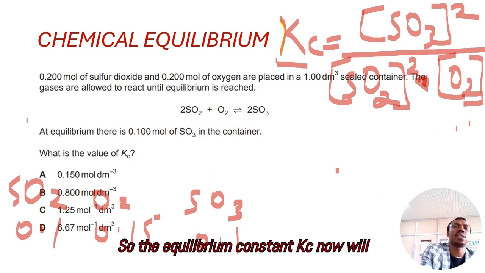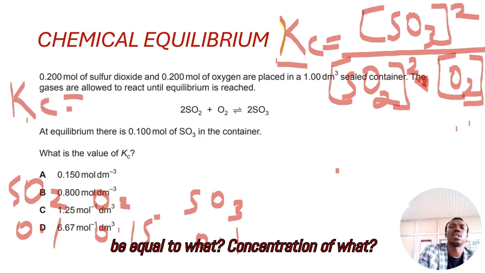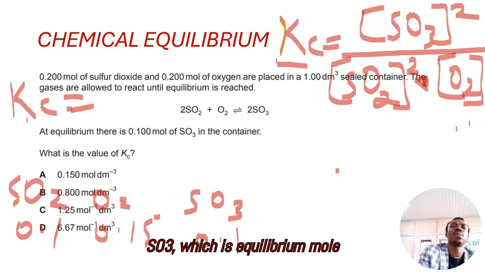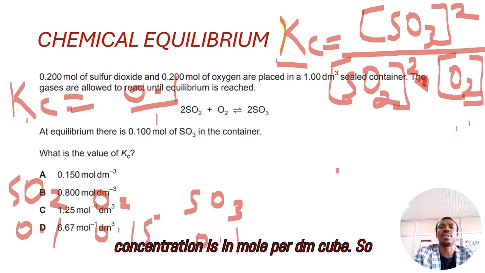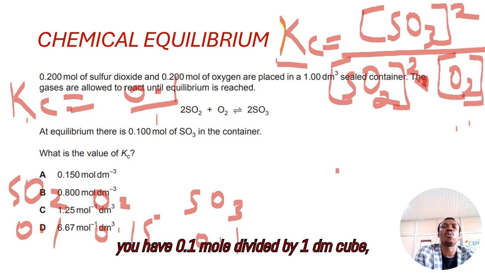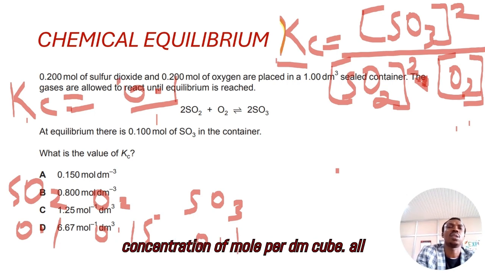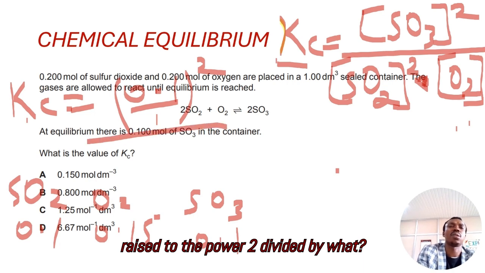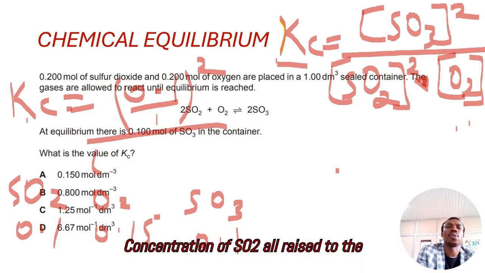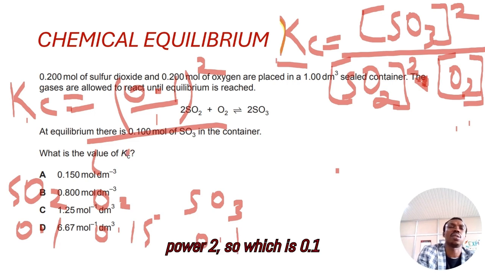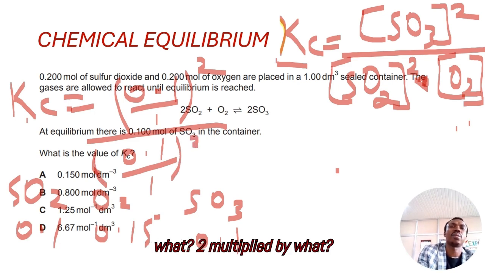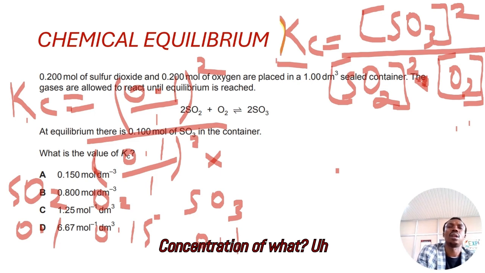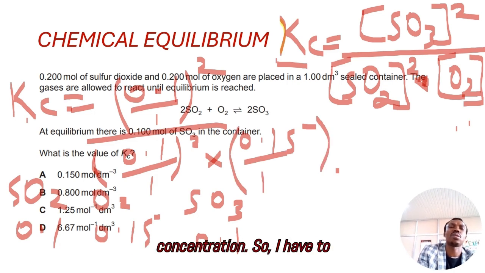So the equilibrium constant Kc will be equal to the concentration of SO3, which is equilibrium mole 0.1 divided by 1, because the concentration is in mole per dm cubed. So you have 0.1 mole divided by 1 dm cubed, which is the volume. You get the concentration in mole per dm cubed, all raised to power 2, divided by the concentration of SO2, all raised to power 2, which is 0.1 divided by 1, all raised to power 2, multiplied by the concentration of oxygen, which is 0.15 divided by 1, the equilibrium concentration.